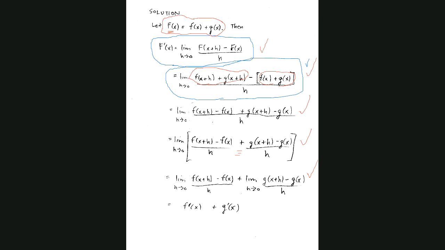And then you get f prime of x plus g prime of x. So the derivative of our capital F function with respect to x is equal to f prime of x plus g prime of x. And that proves the rule. That proves this sum rule.